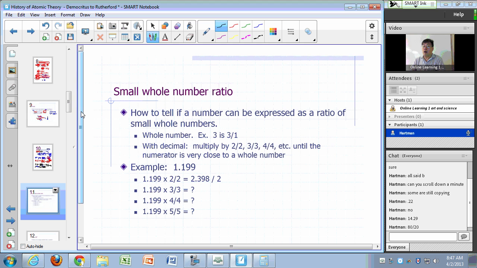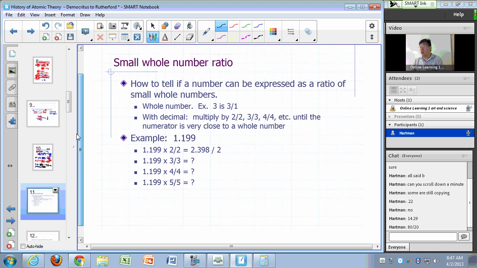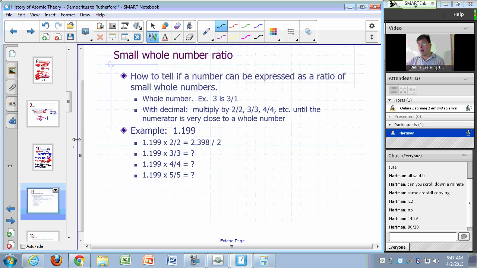So how can you tell that you can reduce a number into a small whole number ratio? Well, first of all, if you divide one by the other and you get a whole number, then you have a small whole number ratio. Like 3 is a ratio of 3:1, right? Now, if you get a decimal, then all you have to do is multiply it by 2/2, 3/3, 4/4, until you get your numerator as close as possible to a whole number. So let's take a look at this 1.199. Is that a ratio of two small whole numbers?